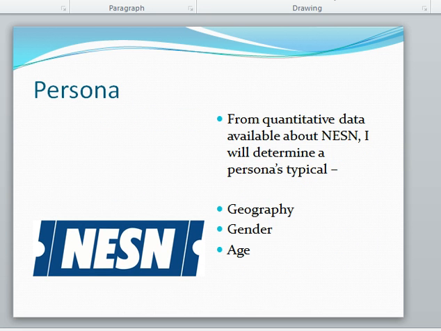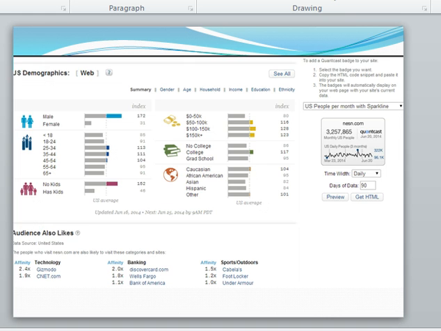Now, for the persona that I'm looking for NESN, for a visitor to NESN, I'm checking quantitative data, and I'm attempting to determine the persona's typical geography, gender, and age. And then I'm going to put together a persona.